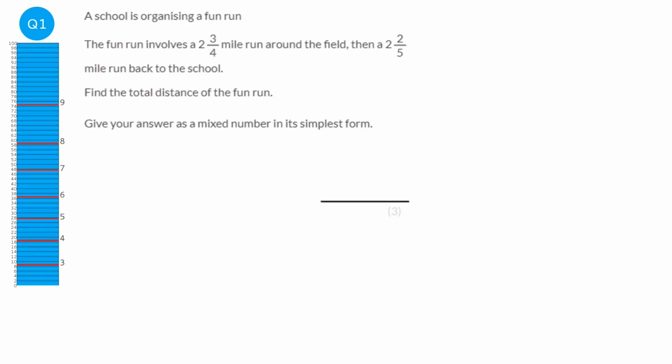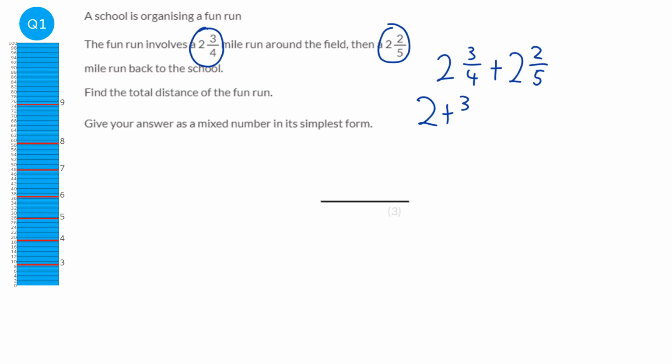So in this question, we basically need to add the 2 3/4 and the 2 2/5. So we're going to do 2 3/4 plus 2 2/5. Now, if I just rewrite this, 2 3/4 can be written as 2 plus 3/4, plus 2 plus 2/5. So we can add the two 2's together to make 4. And then all we need to do is add the 3/4 and the 2/5.